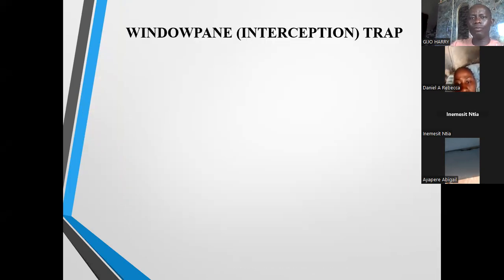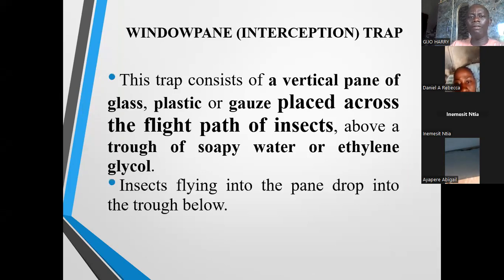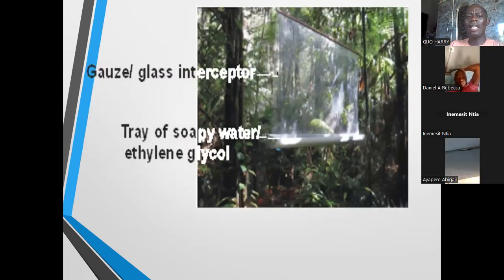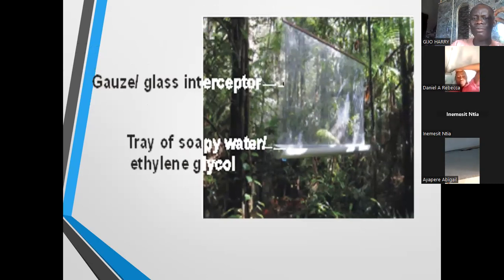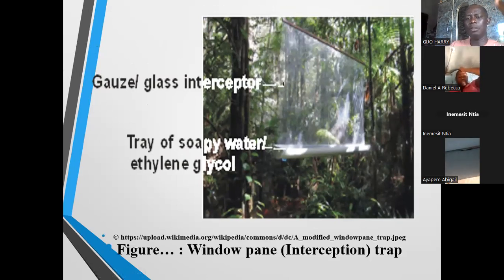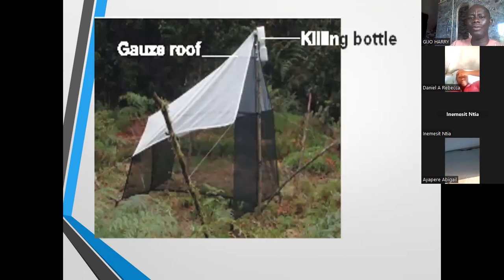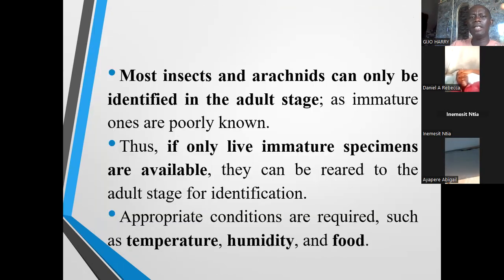We also have the window pane trap that consists of glass or any other substance that obstructs the path of the insects. The insects hit this obstruction and fall into a container that has alcohol, ethylene glycol, or soapy water, and then such insects are harvested. Then we also looked at the malaise trap that consists of a tent-like structure and a killing bottle for the collection of insects and arachnids.